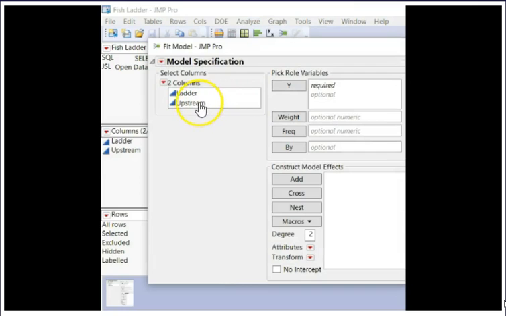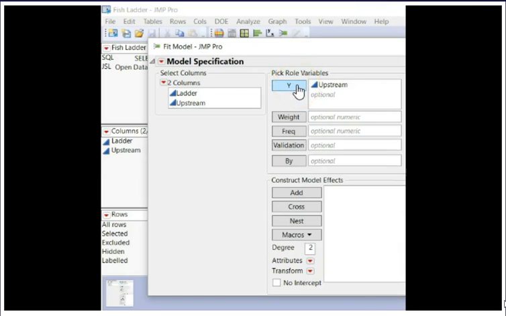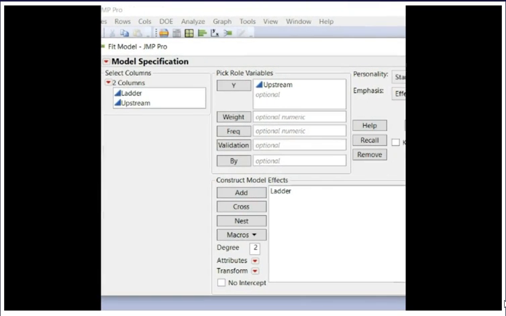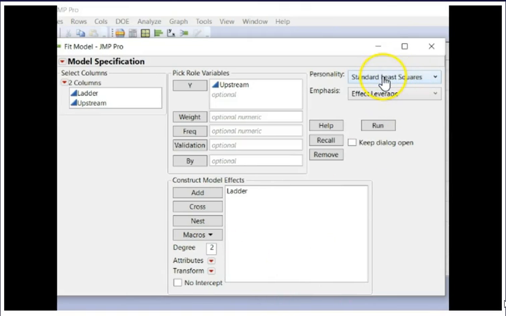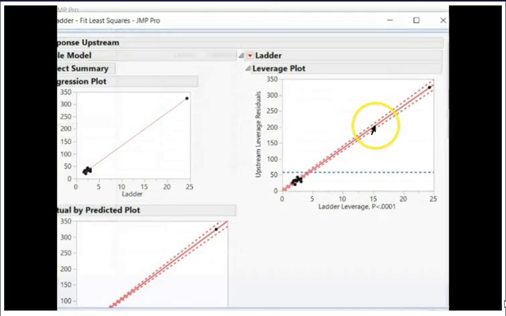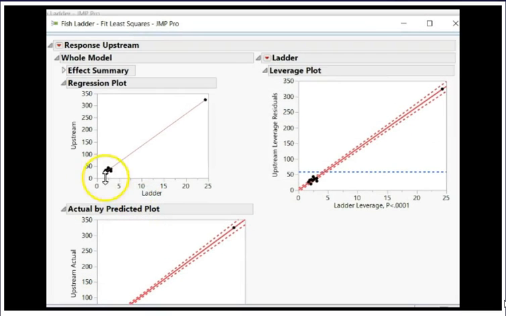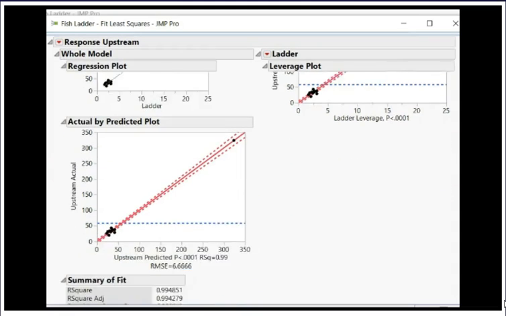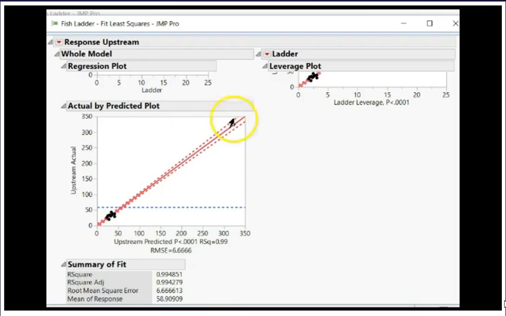And when we come in here, I know that I want to predict my upstream fish count, so that's my Y response variable. And the independent variable that I'm using to predict that is my ladder count. So now I should be able to run this model, and I am using a standard least squares regression. And I click on Run, and it's going to show me the simple correlation of my ladder count versus my upstream count. And then also, if I scroll down, my actual by predicted plot.